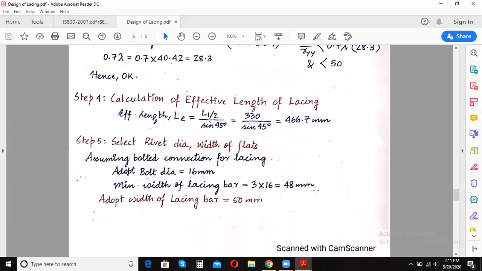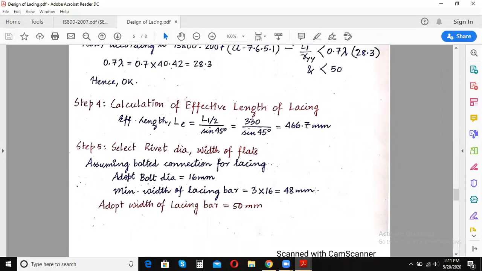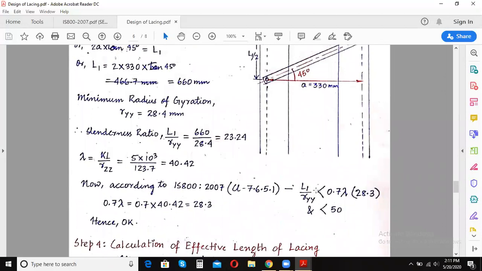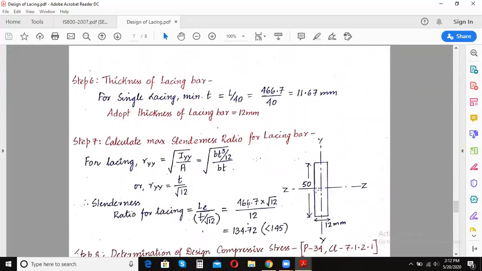Now, in this video, we are going to design the end connection and we are going to calculate the compressive strength and the tensile strength of this single lacing system and find out whether these strengths, that is the compressive strength and the tensile strength, are sufficient to resist the force which is acting on the lacing due to the axially compressive load, that is 1000 kilonewton. Okay, so let's move into the calculations.